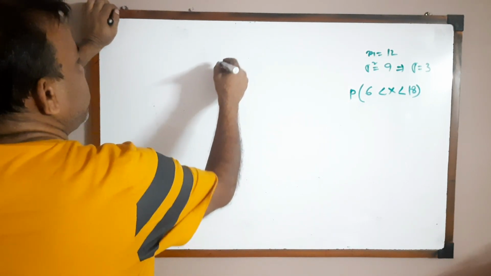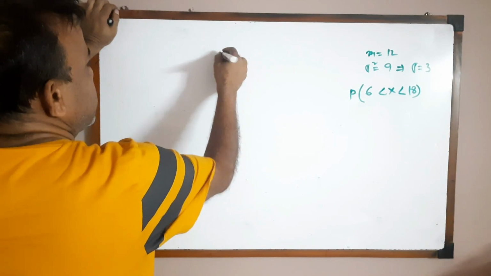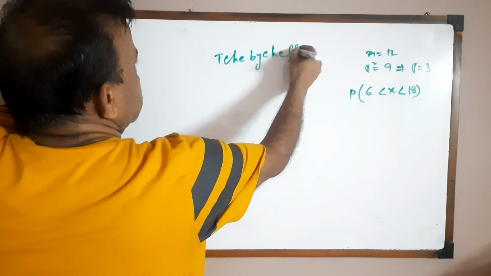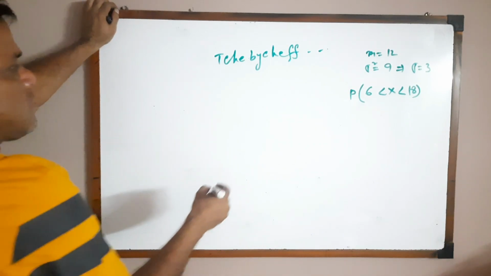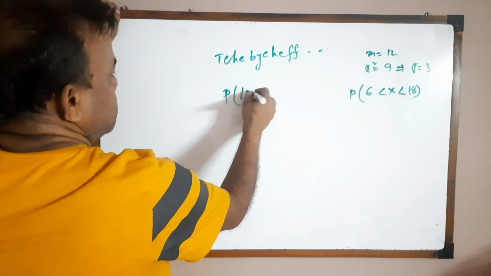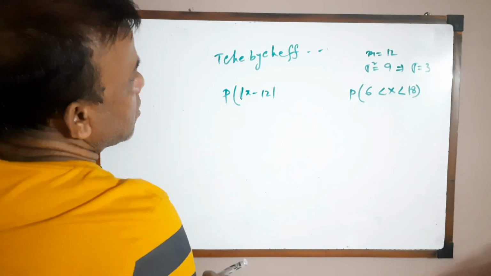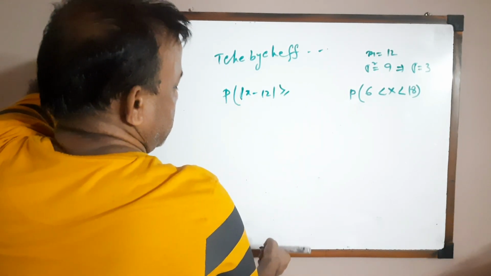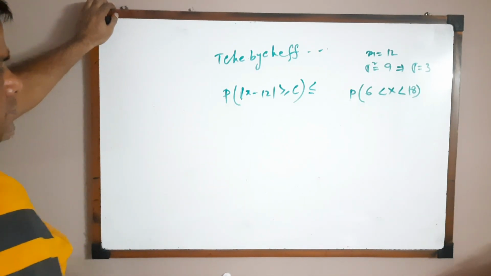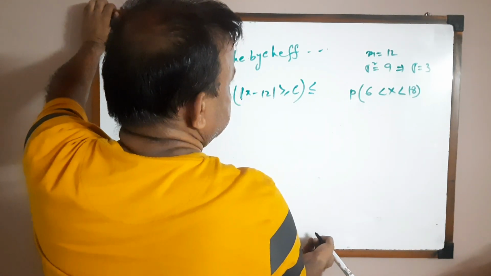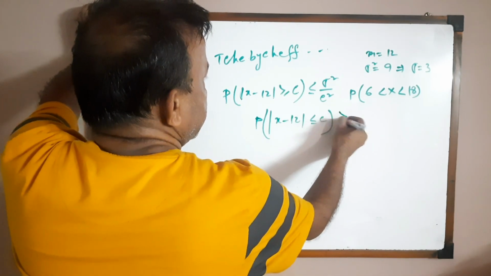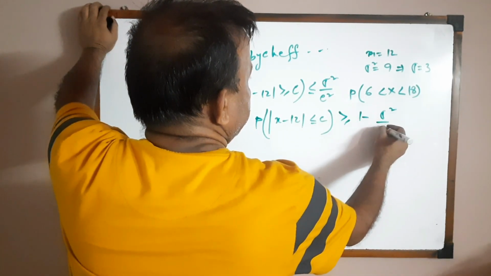We know from Chebyshev inequality, probability of modulus x minus mean greater than or equal to, say the constant is c, is less than or equal to sigma square by c square. Therefore, probability of modulus x minus mean less than c is greater than or equal to 1 minus sigma square by c square.